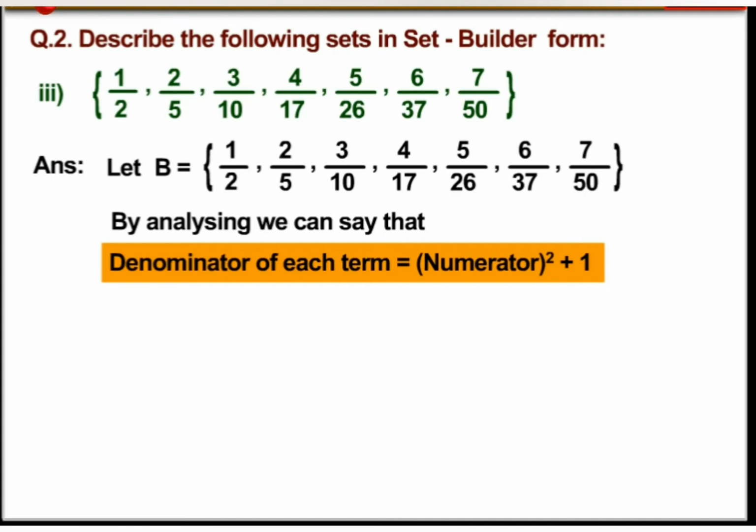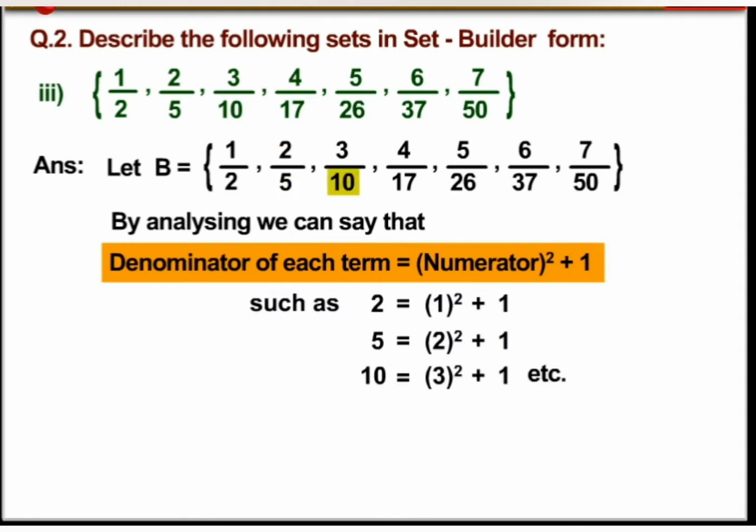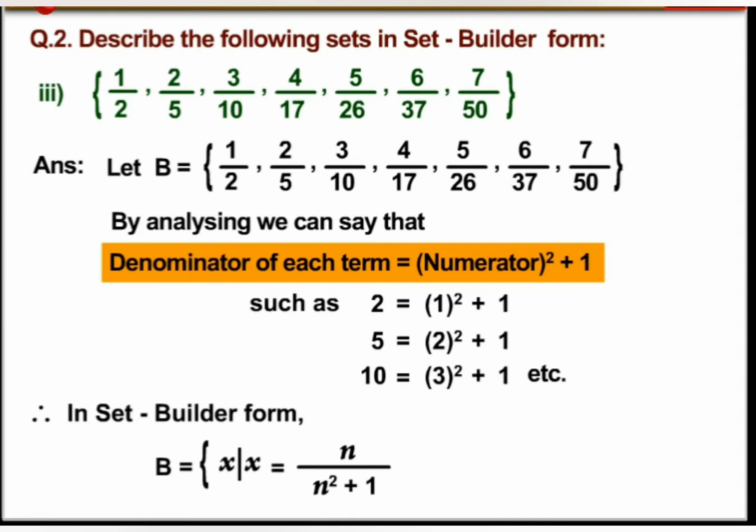By analyzing, we can say that the denominator of each term is equal to the numerator squared plus 1, such as 2 is equal to 1 squared plus 1, 5 is equal to 2 squared plus 1, 10 is equal to 3 squared plus 1, etc. Therefore, in set builder form, B is the set of all x such that x is equal to n upon n squared plus 1, where n belongs to natural numbers and n is less than or equal to 7.